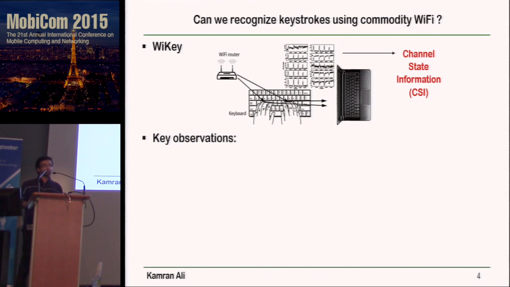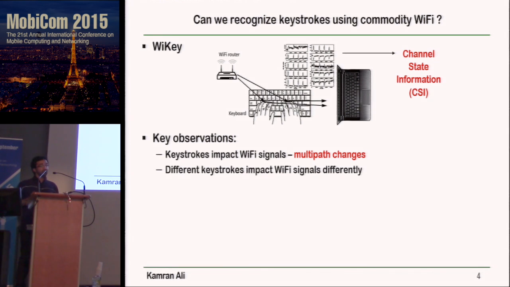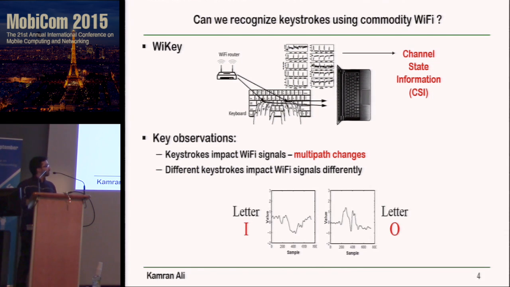The first key observation is that keystrokes impact Wi-Fi signals because they introduce multi-path changes at the receiver side. And the second observation is that different keystrokes impact Wi-Fi signals differently because the hands and fingers of a user move in certain directions and formations for different keystrokes. For example, here you can see the processed CSI waveforms of two keystrokes which are adjacently placed on the keyboard, but they are fairly different from each other.